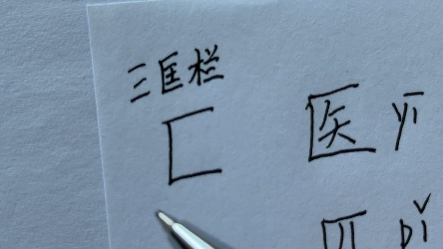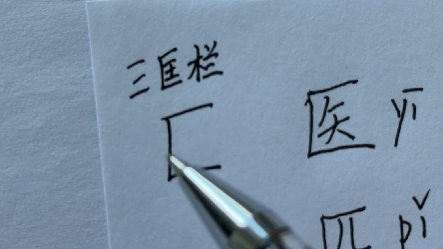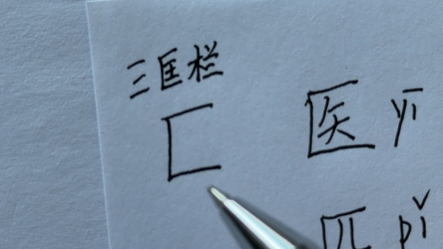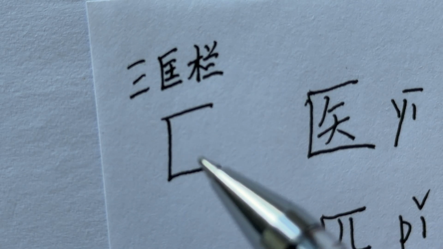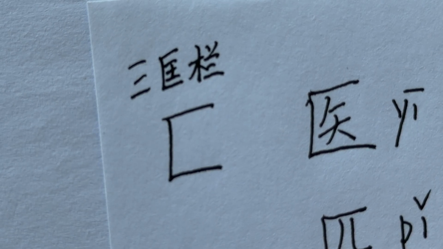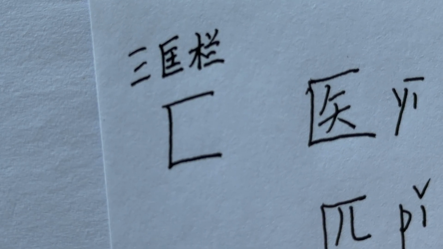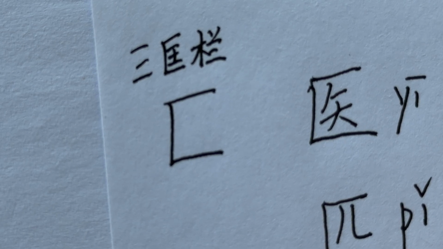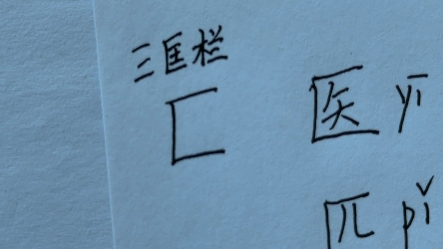The three-sided frame radical is a semi-enclosed radical. It opens towards the bottom or one side, wrapping the inner part of the character. Most characters with this radical relate to frames, enclosures, containers, walls, and surrounding structures. It commonly sits on the left side or opposite to half surround other character parts.